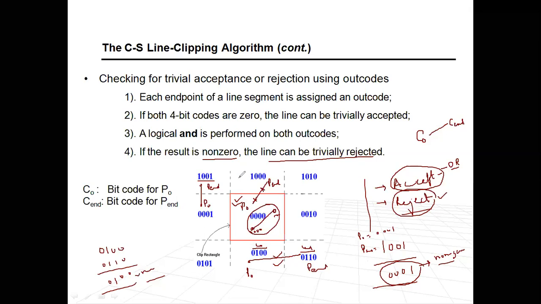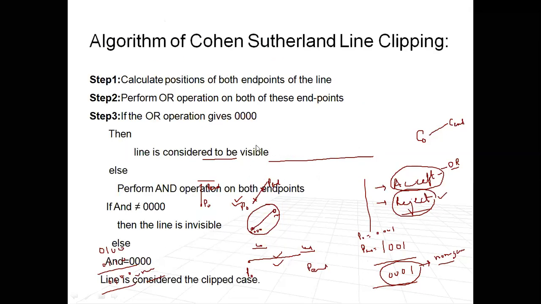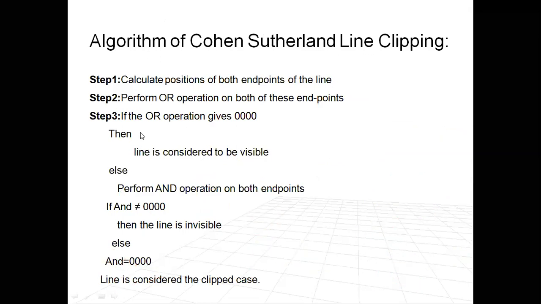Okay, so let's follow the rule. We have an algorithm. We will go step by step and we will find out how this line clipping algorithm works. Okay, let's see what it is saying. First we will calculate the positions of both end points of the line.